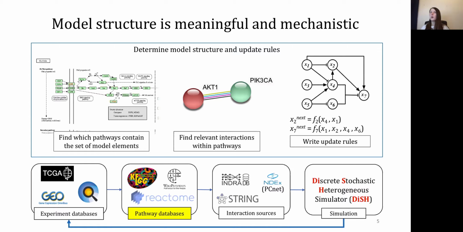I think it's important to note that for these update functions, F2 and F7, these update functions could be a wide variety of things. This could be a min-max function, this could be a Boolean function, a weighted sum. This is just to show that there's flexibility in how we represent the interplay between multiple regulators and their effect on a downstream node.